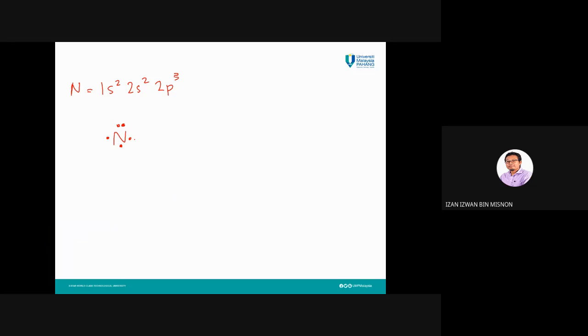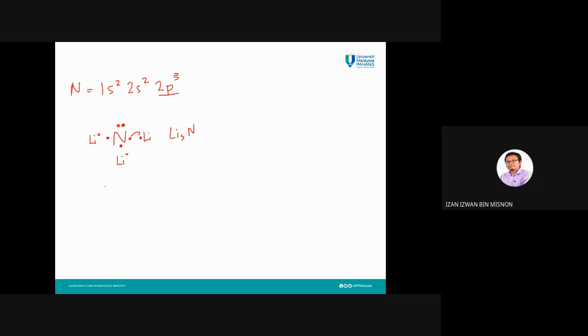To complete the octet, it is either by accepting 3 electrons into the 2p orbital. In this case, for example, just now we have Li3N. The electrons from Li will be donated to nitrogen to complete the octet, forming Li3N. So in this case, nitrogen will have 8 electrons.